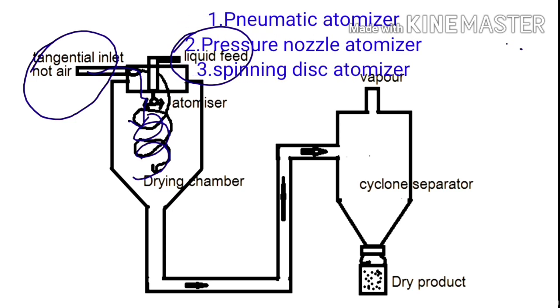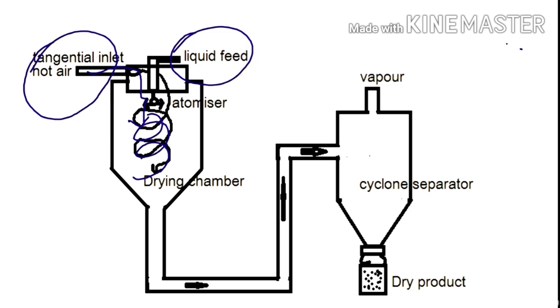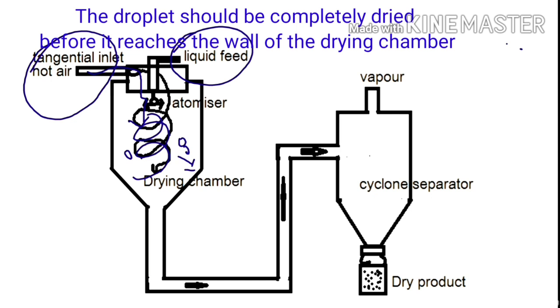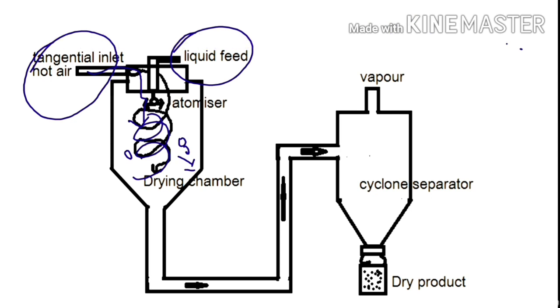Pneumatic atomizer, pressure nozzle atomizer and spinning disk atomizer. These are the three important atomizers used in a spray dryer. In the case of a spray dryer, controlling the feed rate is also very important. You should control the feed rate in such a way that the droplet is completely dried before it reaches the wall of the drying chamber. It will prevent the overheating of the product.